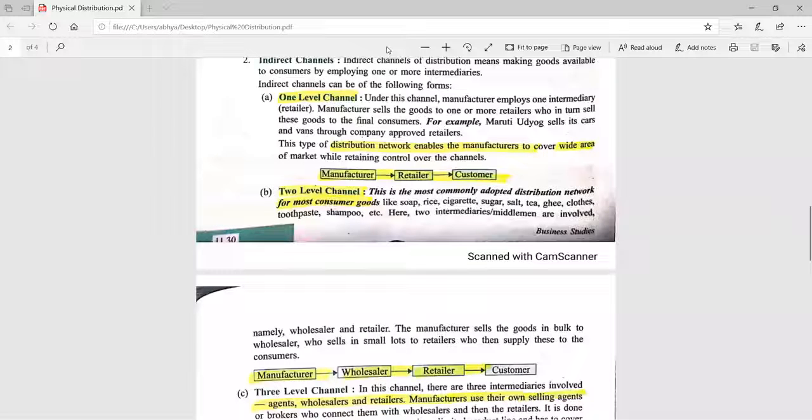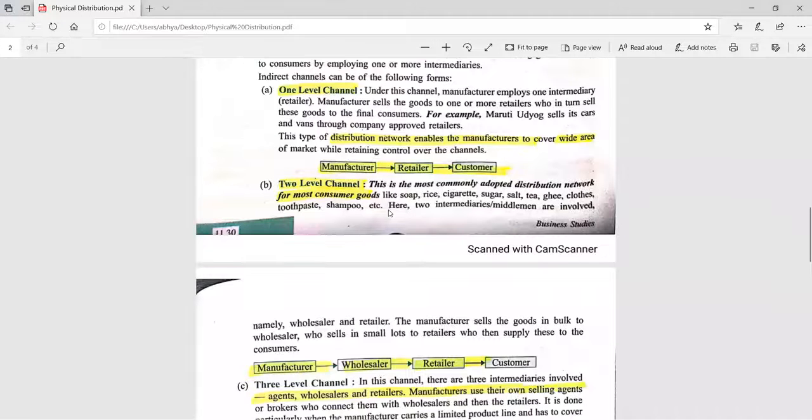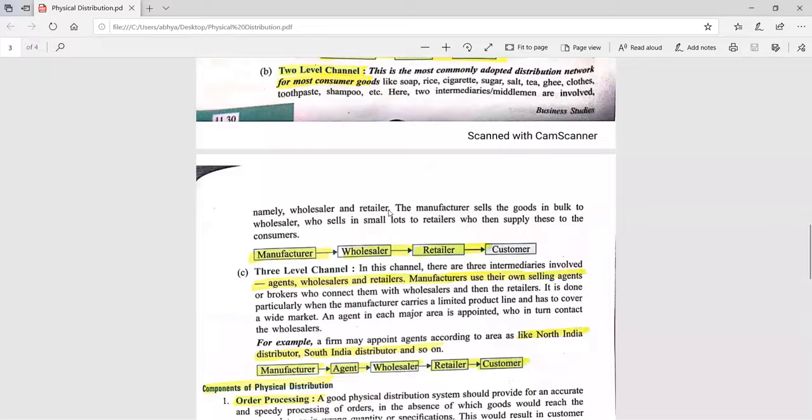So next is the two level channel. Two level channel, very easy. Like in one level only one intermediary was there, in two level, two intermediaries will be there, the wholesaler and the retailer. So the manufacturer will be selling goods to the wholesaler. Further, the wholesaler will be selling goods to the retailer. The retailer will be selling goods to the customer. So in between the manufacturer and the customer, there are two intermediaries, wholesaler and retailer.